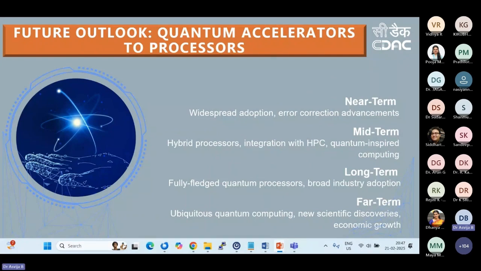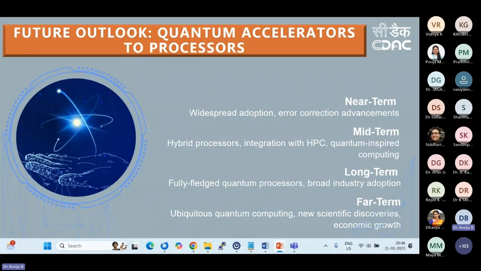The future outlook, of course, in the very near term, there is already a widespread adoption. Like I said, many of the data centers worldwide have quantum systems deployed in conjunction with the HPC systems. And many of the industries have already started using the quantum systems for many of the optimization related problems. That is where there has been a lot of effort currently in developing the error correction strategies. In the near midterm, we will have the hybrid processes, which will work by making use of both the classical and the quantum workloads, right?